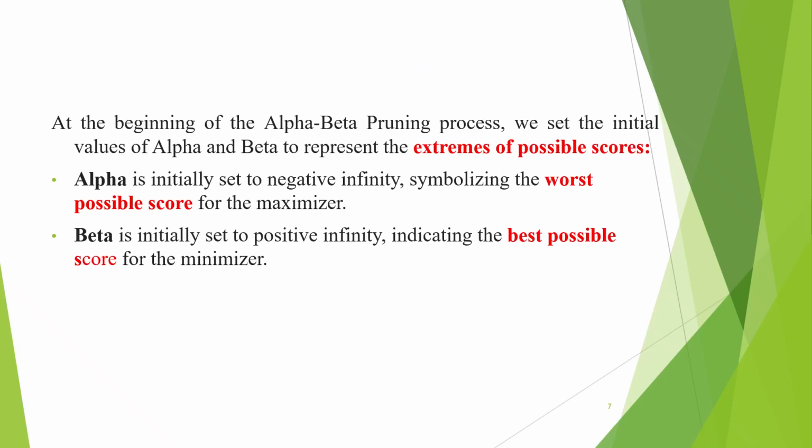At the beginning of the alpha beta pruning process, we set the initial values for both alpha and beta. The initial value of alpha is minus infinity, that is the worst possible score, and the initial value for beta is plus infinity, that's the best possible score.